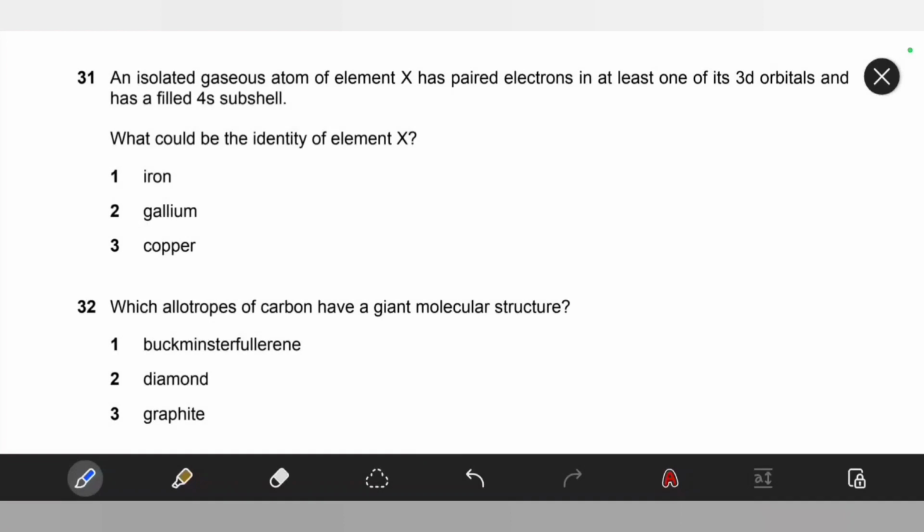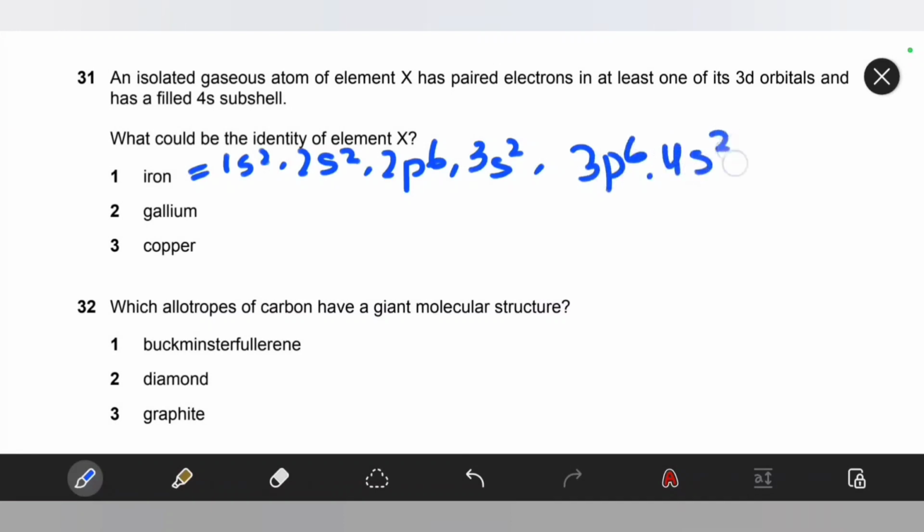So let's write out the electronic configuration of iron. 1s2, 2s2, 2p6, 3s2, 3p6, 4s2, 3d6. So it has clearly more than one 3d orbital filled and the 4s subshell filled. You have to pay attention to this part. So iron is following what the question is saying.